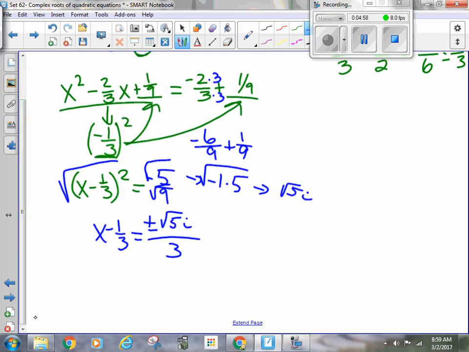Okay, last step, we're going to add that 1/3 over to the other side. So we have 1/3 plus or minus the square root of 5 i over 3. And since they have a common denominator, let's write them as a fraction altogether, all over 3.